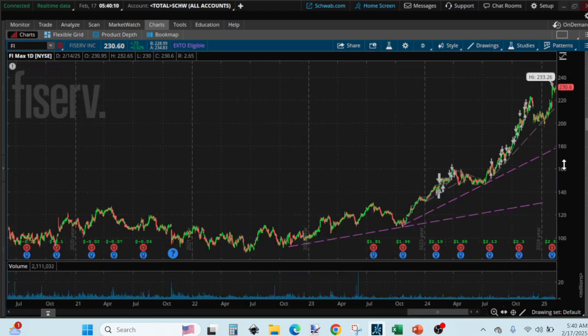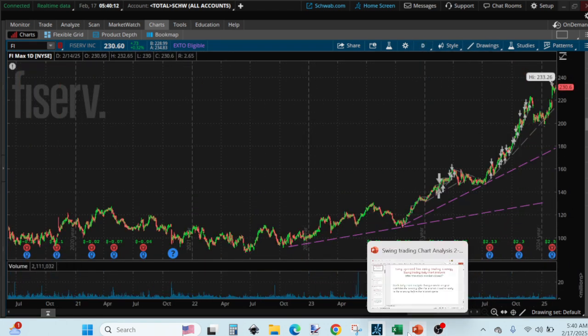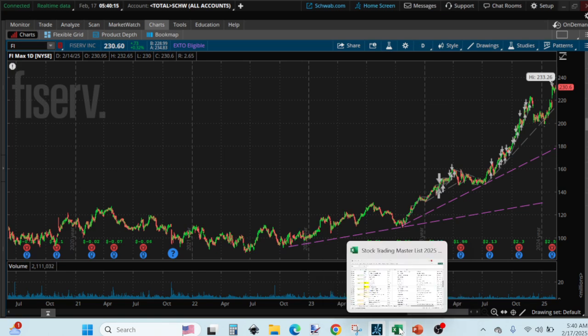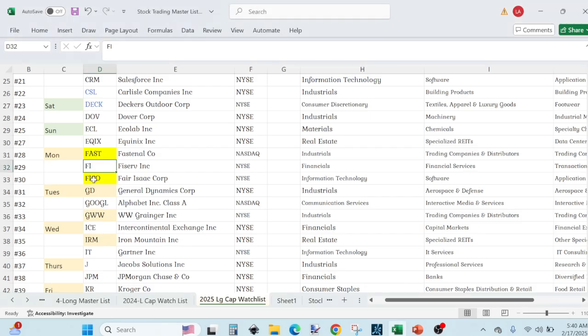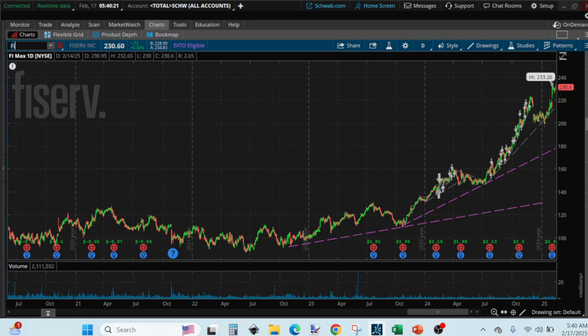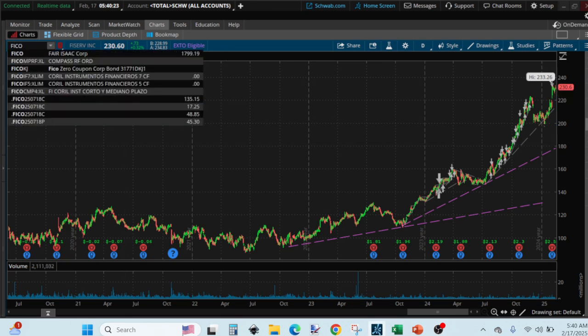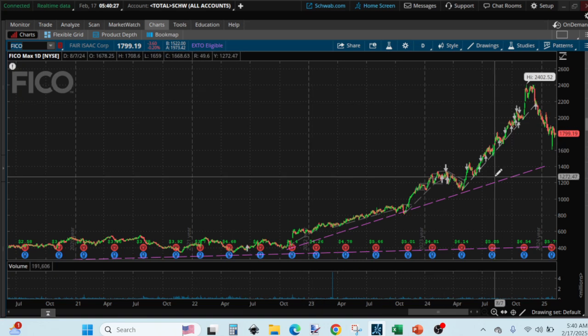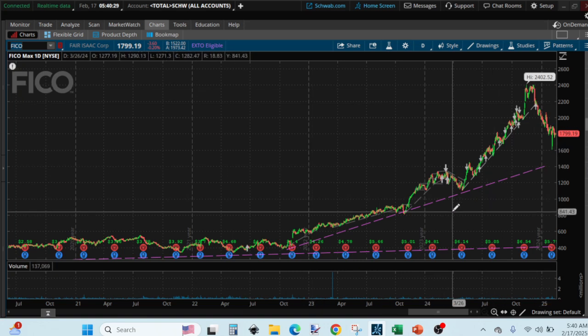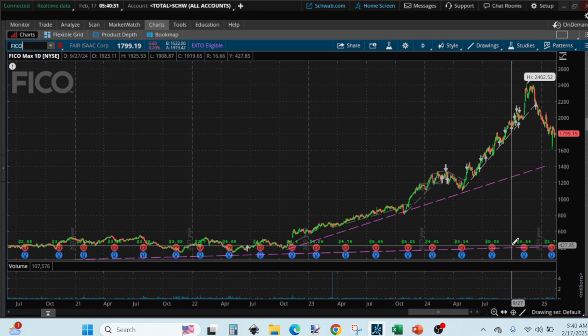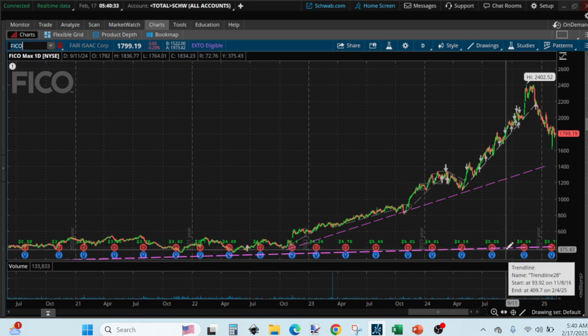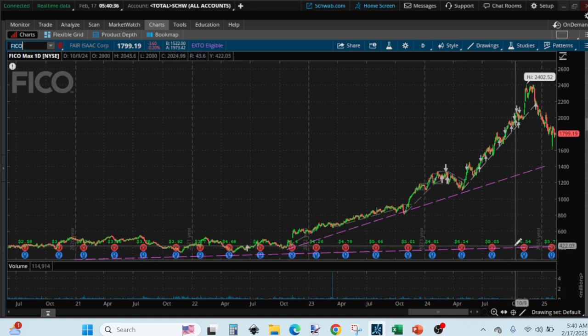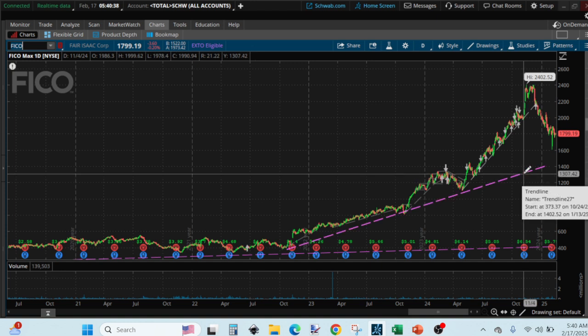We are going to go back to maximum, and we are going to go to the next one. So the next one is FICO. And they are large cap stocks that we are swing trading. So we have a long uptrend line there that is in purple, and then we have this one as well.